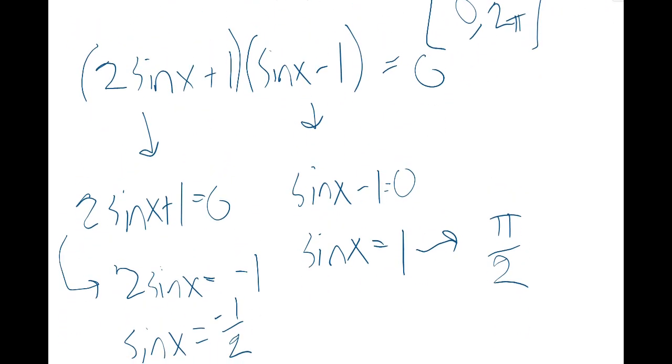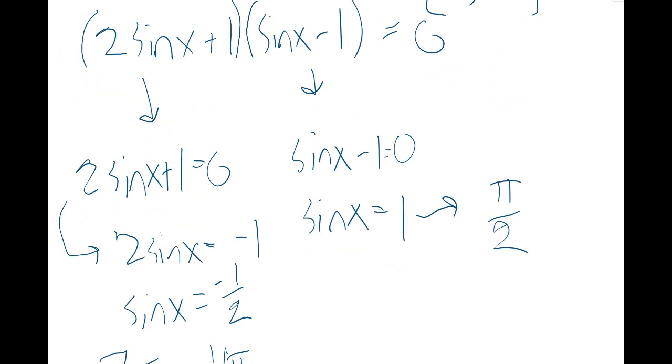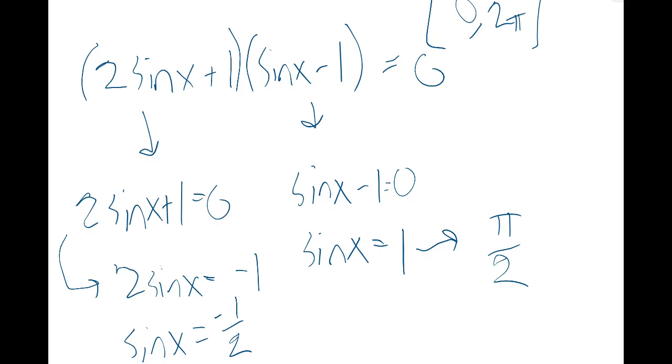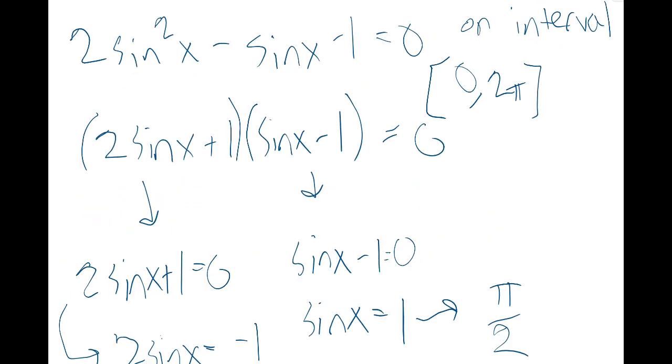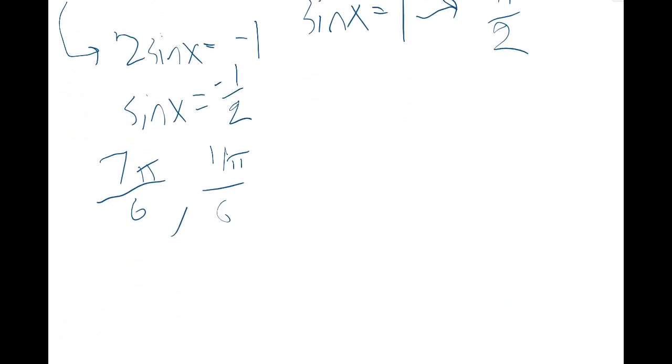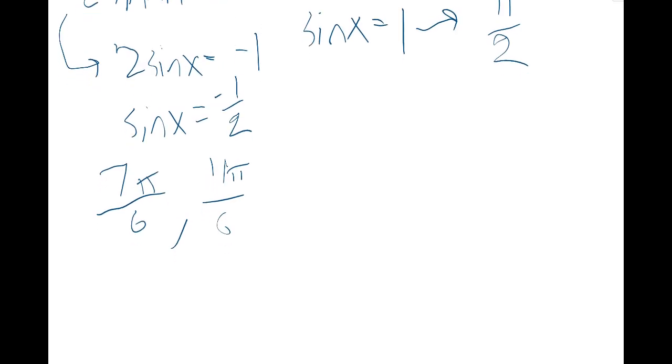And then all we have to do is just check to make sure all of these are in the interval from 0 to 2 pi. And that's this interval right up here. So we just have to make sure they're in that range. And all of these ones are, because they're all going to end up being less than 2 pi. So our final solutions are x equals pi over 2, 7 pi over 6, and 11 pi over 6.